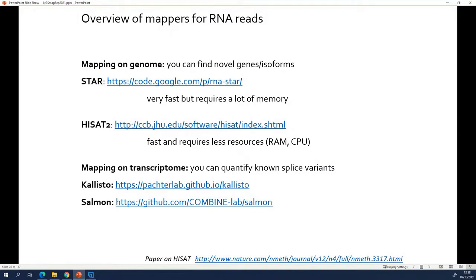Well, mapping to the transcriptome makes it really easy to quantify known splice variants. So if they are known, then these tools can make a distinction between different isoforms. And they can say for each splice variant separately, well, this is the number of reads that maps here. These two tools cannot do that. They will give you the number of reads that map to a gene, all isoforms included. That's what the output here will be.